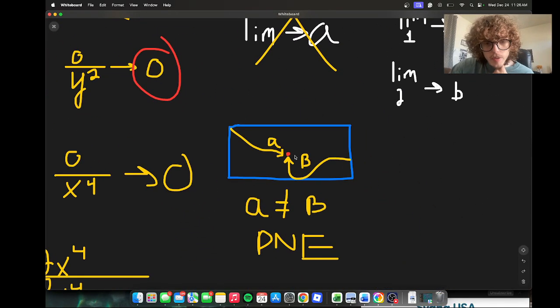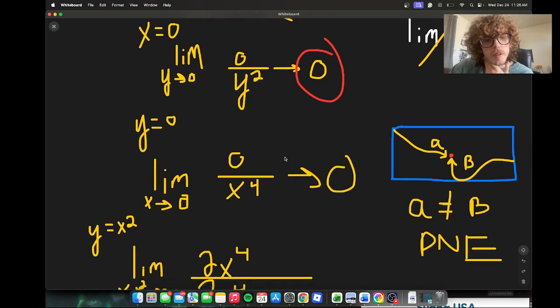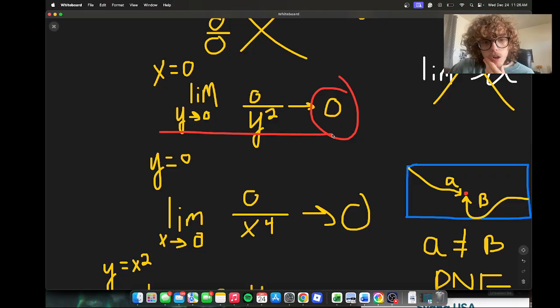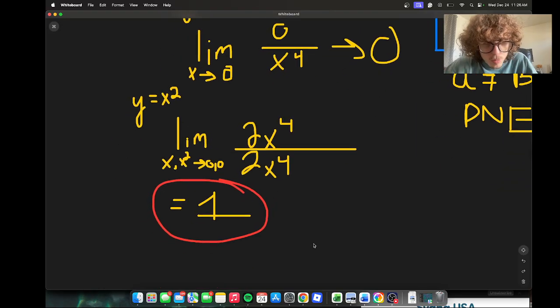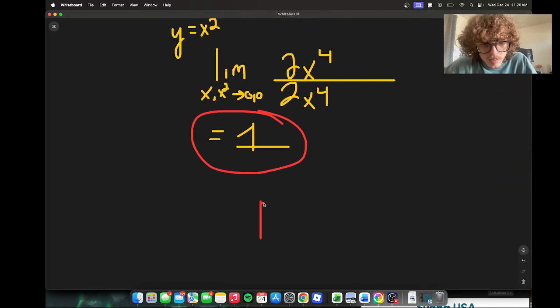So therefore, we show that two paths approach different values. That's exactly what we did here. When we go along x equals 0 and y equals 0, compared to x and y being x squared, moving along that path, we get 1. Okay, so because 1 does not equal 0, the limit does not exist.